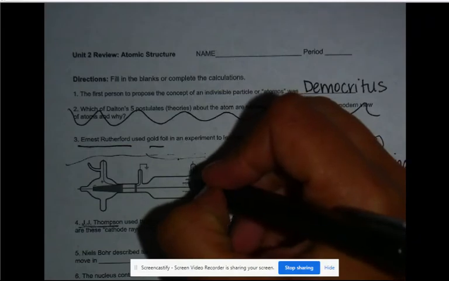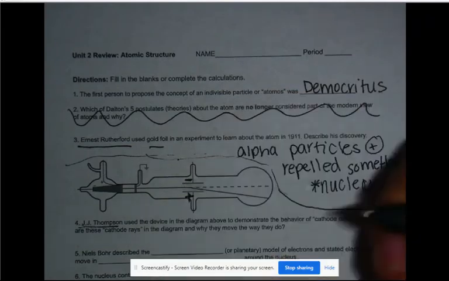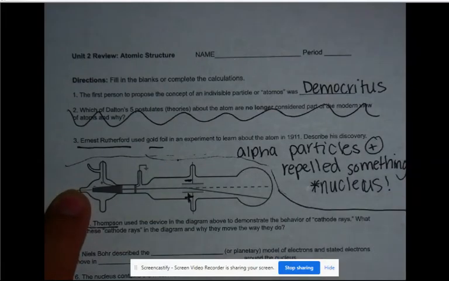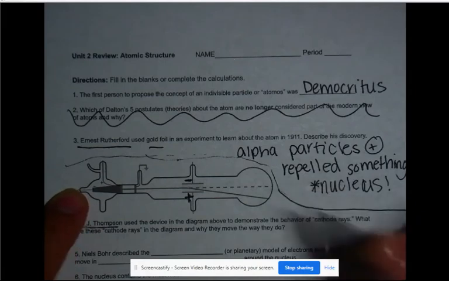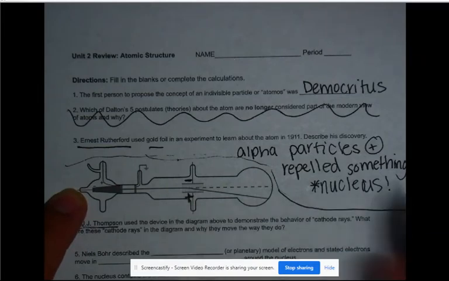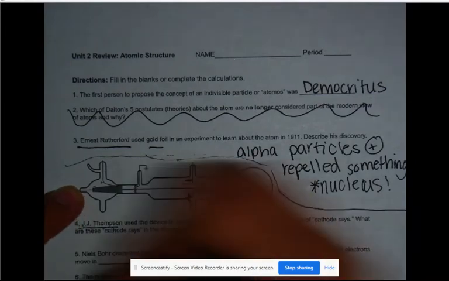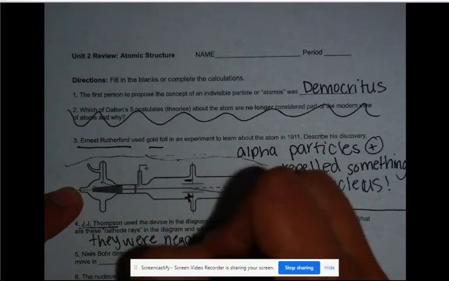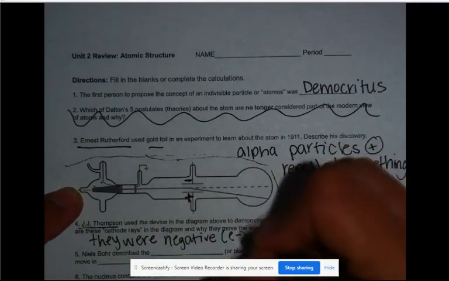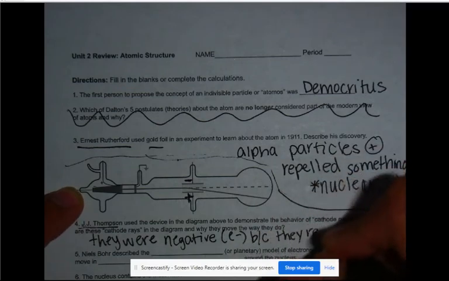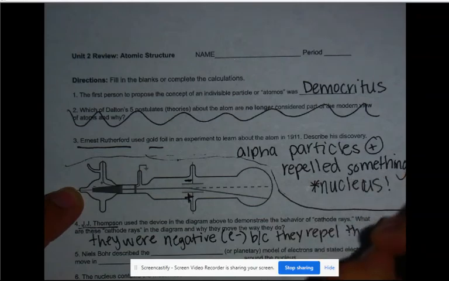This one right here, what do we have? We have negative at the top and positive at the bottom. Looking at the direction of this, what can you tell me those particles were? Negative, because they're repelling the negative and attracting to the positive. So they were negative. You can put electrons if you want. Negative, because they repel the negative plate.